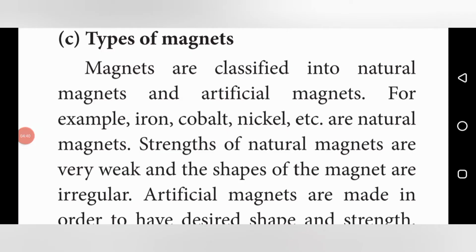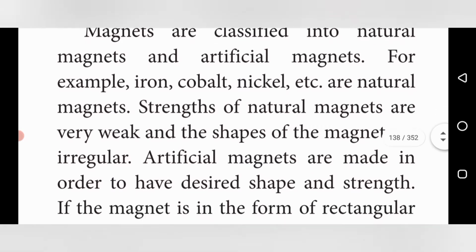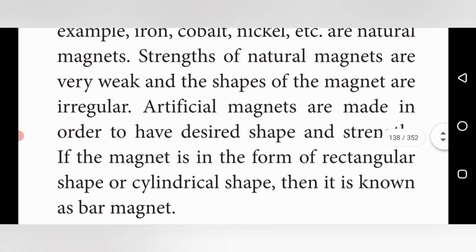Next one, types of magnets. Magnets can be classified into two types, that is artificial and natural. For the natural ones, the examples are iron, cobalt, nickel, etc. These are considered natural magnets, which have very little strength and very little attractive power, and also very weak magnetic force of attraction.